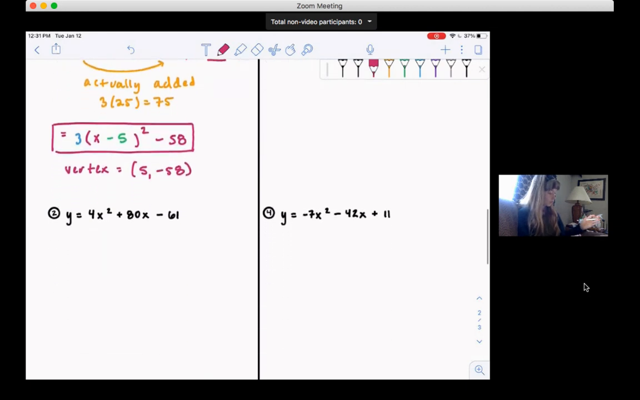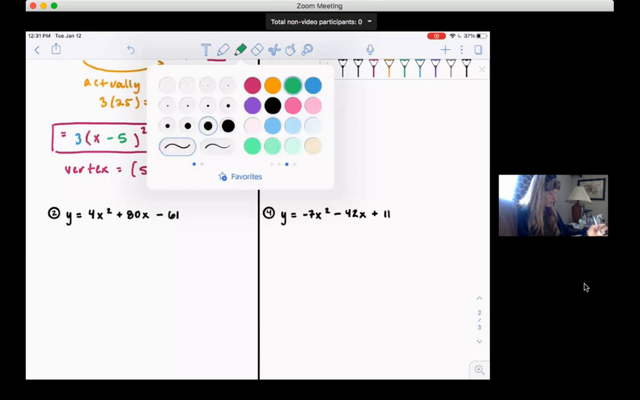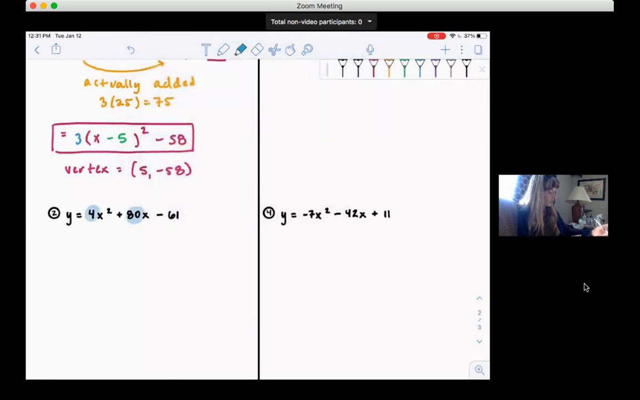Next example, we're just going to do the same thing. So we'll start by factoring our leading coefficient out of the first two terms. So factor out or undistribute the 4. So we move it to the front. And then we ask ourselves, what's left over if we undistribute the 4? So 4x squared, undistribute a 4, we have x squared left. 80x, undistribute a 4, or divide by 4, we would have 20x left. And then we still have minus 61 on the outside.